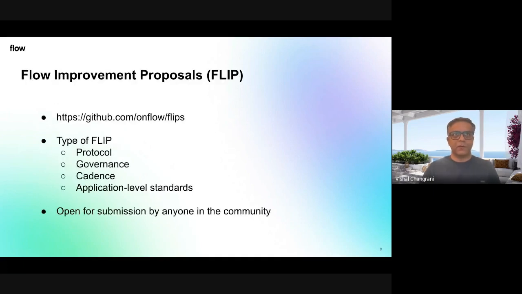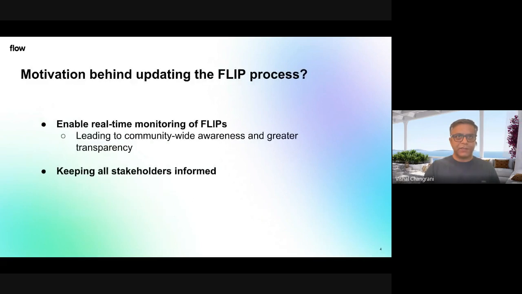So for everyone who doesn't know, FLIP is the Flow Improvement Proposal. This is the main repo to post any flips, github.com/onflow/flips. Any change to the Flow protocol, governance, Cadence, or application side needs to go through a flip. A flip is completely community driven, where anyone can submit a flip and rally for the change to the protocol. So that's the flip process.